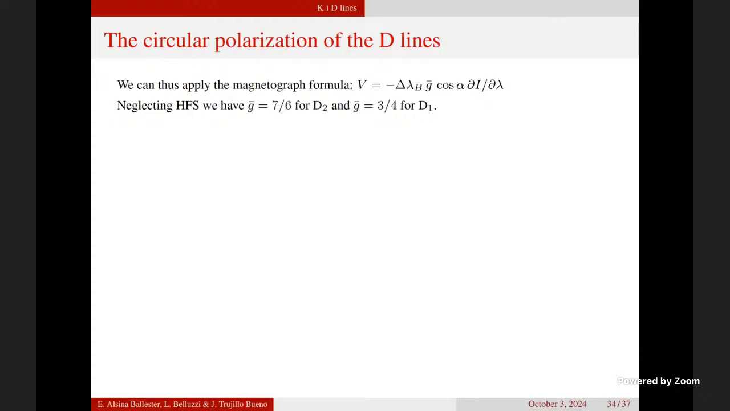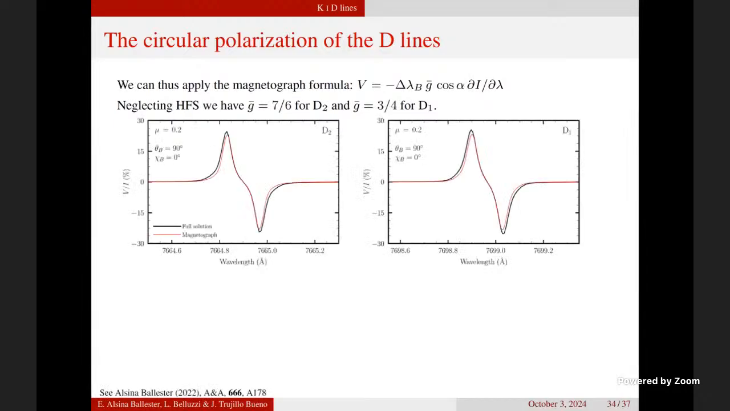For this, we need the effective Landé factor, which is often calculated in the absence of hyperfine structure. Indeed, neglecting hyperfine structure, we get the effective Landé factors of 7/6 and, sorry, this should be 4/3, 1.41. And indeed, we get a good agreement, implying that the magnetograph formula, or the weak field approximation, can be suitably applied to these lines, allowing us to extract information about the magnetic fields around the temperature minimum.